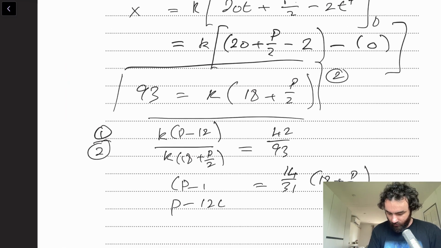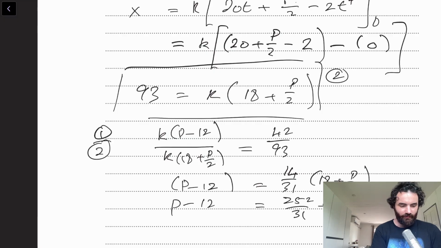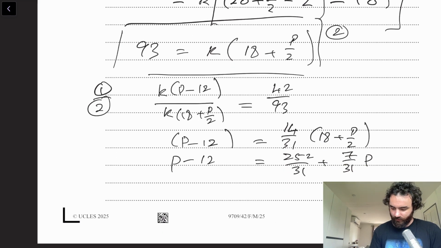Okay, so that's 12. That's 12 equals 2 times 18. This is 252 over 31 plus 18, this thing divided by 2 plus 7 over 31p. So 7 over 31, 1 minus that. So we get 24 over 31p equals 252 over 31 plus 12.